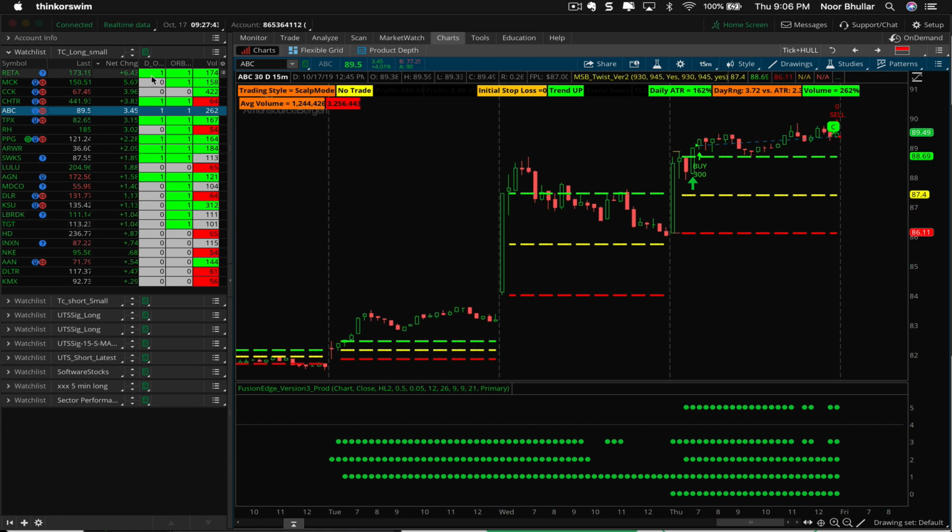So by just looking at these 3 columns, it's helping you focus on which stocks to take during the morning and which are the ones that are putting the probability in your favor. So that's all for today.